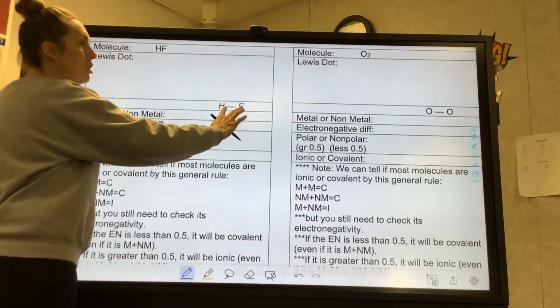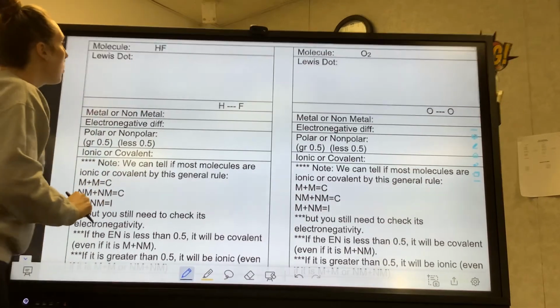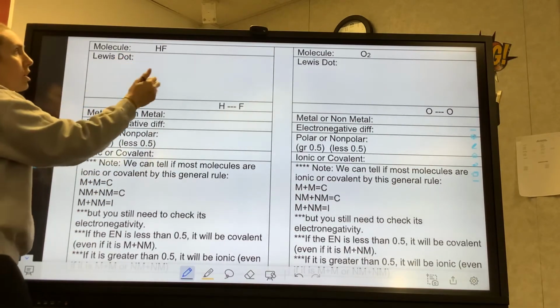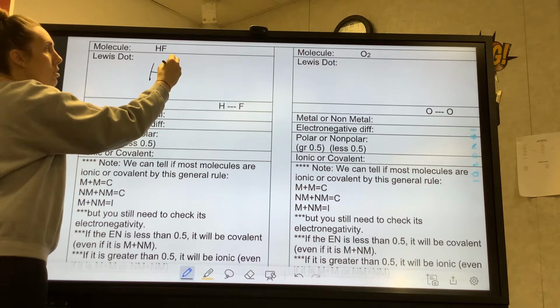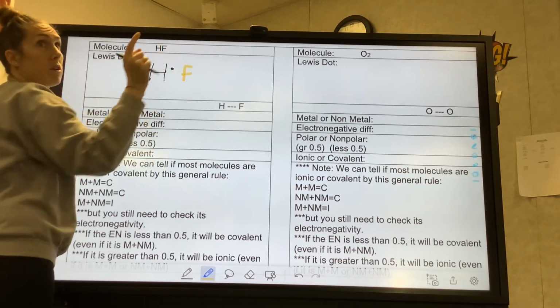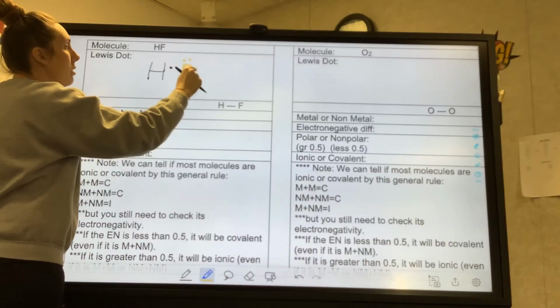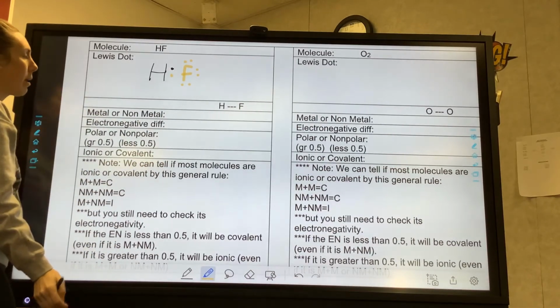Then here, just use what I have. Don't modify it, don't add any numbers, okay? So, Lewis dot structure, okay. Hydrogen. We have hydrogen with 1 valence electron. We have fluorine with 7. 1, 2, 3, 4, 5, 6, 7. So this is actually how they go together, okay.